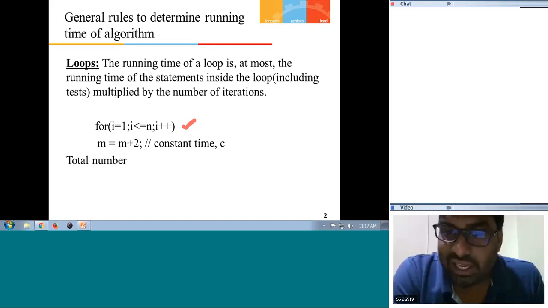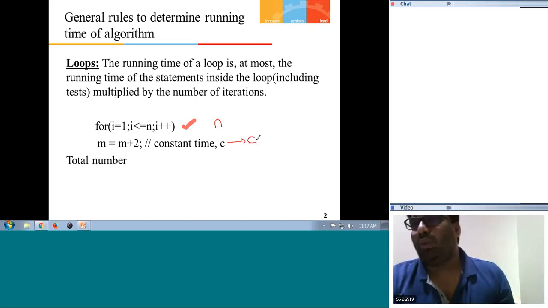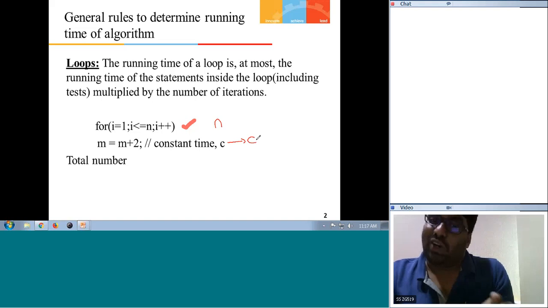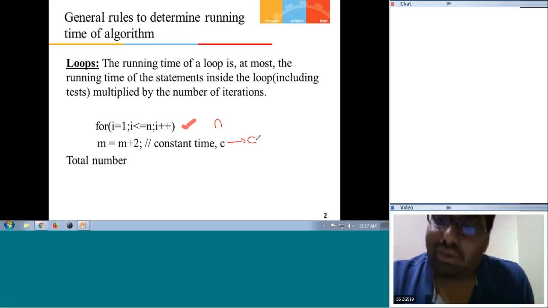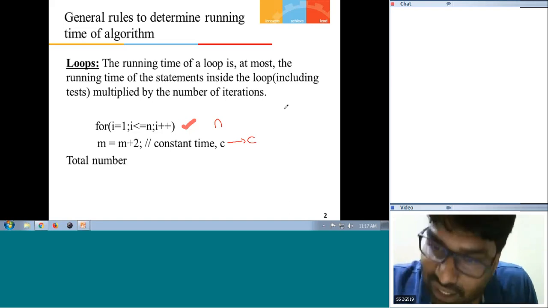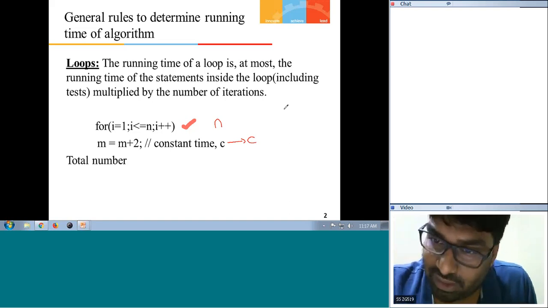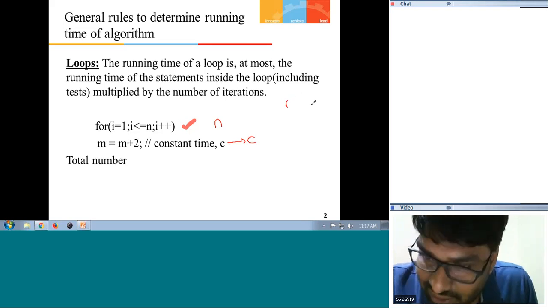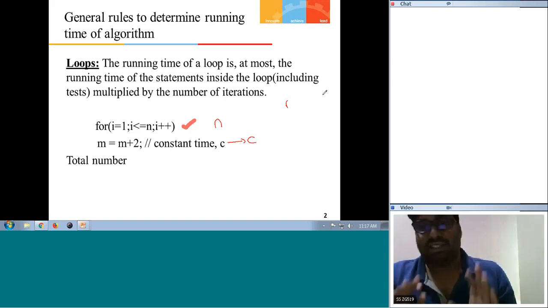I think this agreed that this is going to run n times. Absolutely. Now what happens is, for m is equal to m plus 2, you are agreeing that this particular operation is going to perform with a constant time, that is c. That's clear. Now someone has written an answer: the time taken for this whole program to run is n plus c, which is wrong. This is n plus c. Someone has said this is wrong.